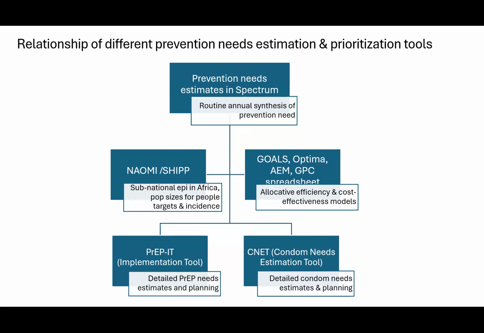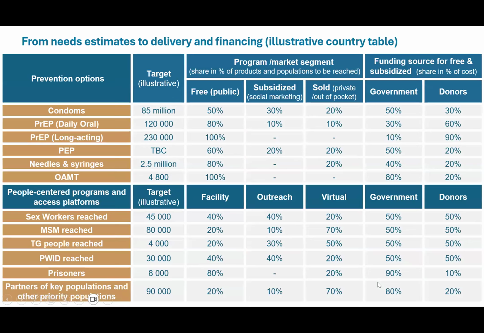If you want to go very granular on PrEP, there's a PrEPIT tool. There's also a PAHO region-specific tool for Latin America on PrEP. There's a condom needs estimation tool. So we look at all of those. The main innovation is this routinized annual synthesis of prevention need in Spectrum.